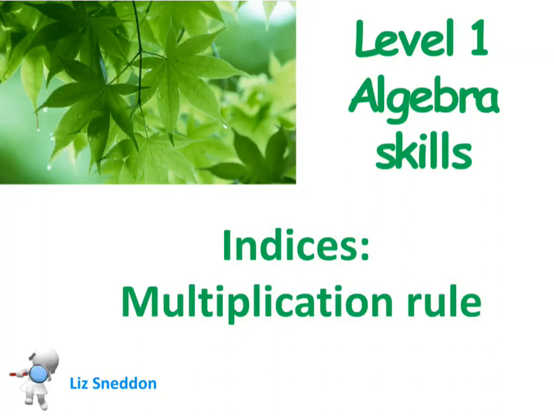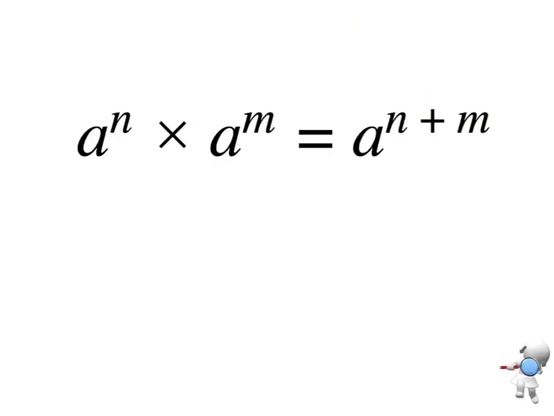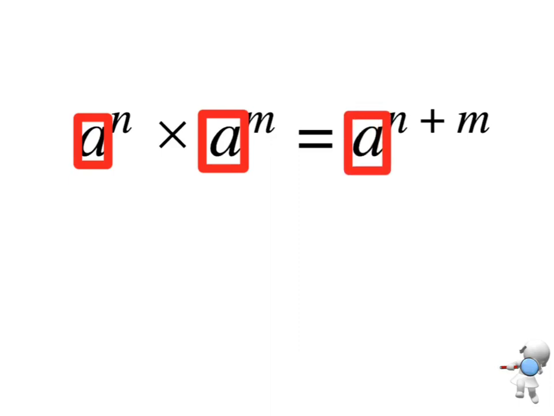Let's have a look at our multiplication rule for indices or powers. So here is our rule, and it tells us if the base is the same, and it's really important, there's a base of a and a base of a, so the base numbers are the same. So if the base numbers are the same, then I keep the base number the same. Okay, then what I need to think about is what happens with the power. So if I have a power of n on one and I'm multiplying by a power of m, then I'm going to add the powers.